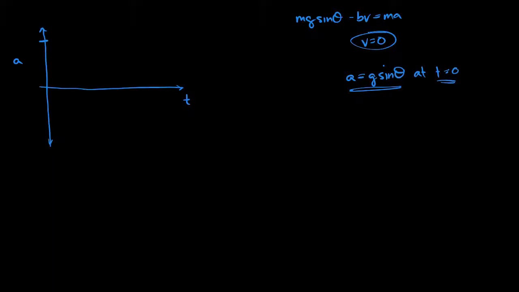This is acceleration. I know that at time equals 0, mg sine theta minus bv equals ma. At time equals 0, v equals 0. So at time equals 0, the acceleration is equal to g sine theta at t equals 0. So your graph should have a starting point. Without it labeled, it is wrong.